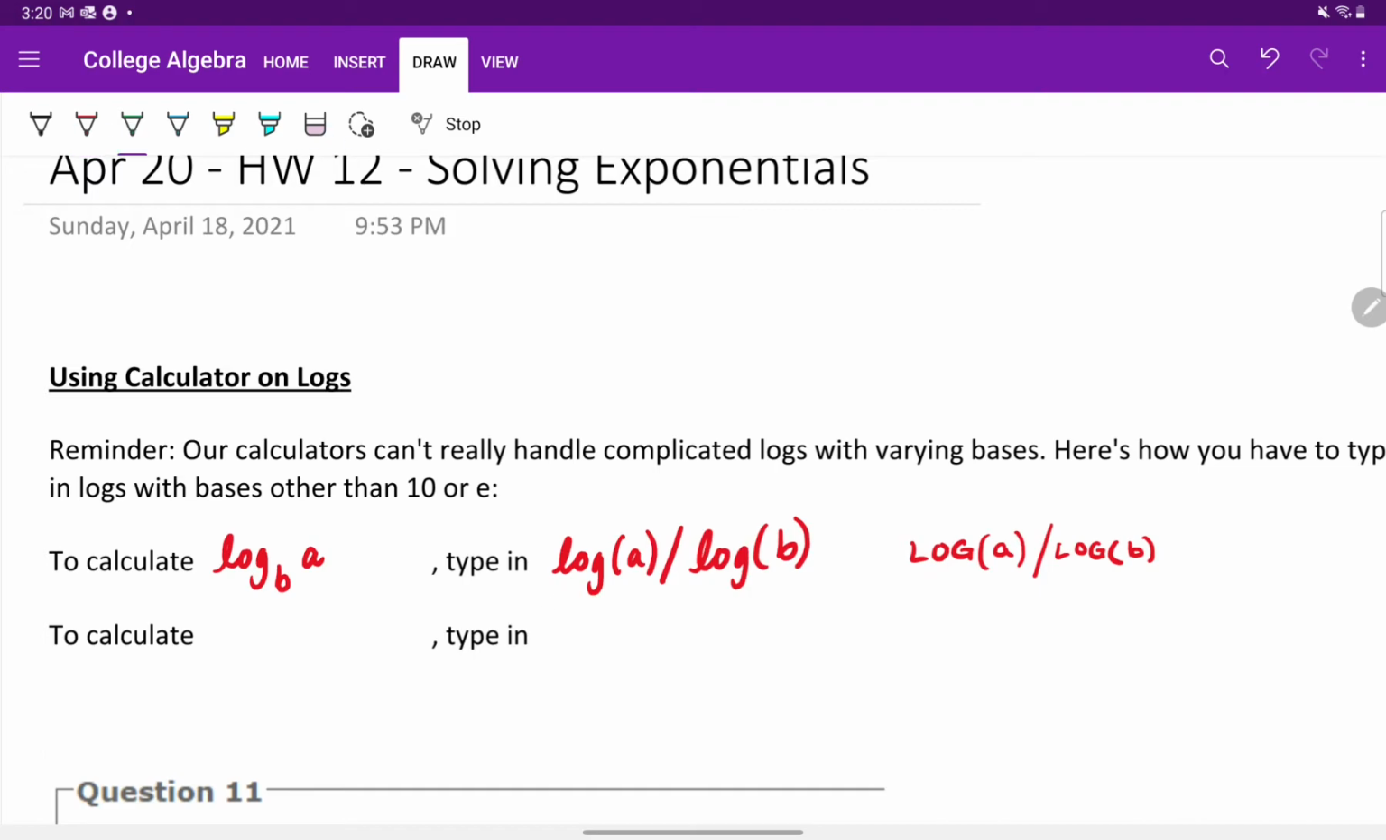So as a quick example, if you wanted to figure out what log base 3 of 7 is, you would type in log 7 divided by log 3. And that should give you an accurate calculation.